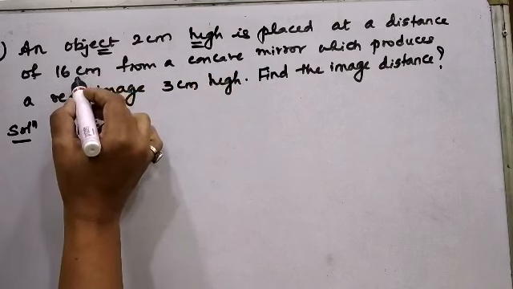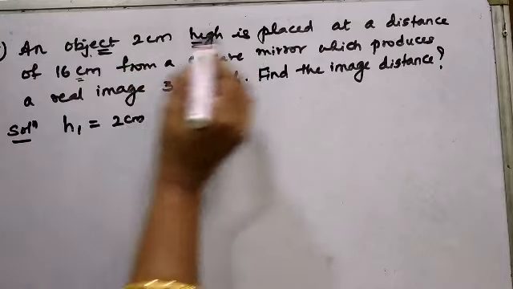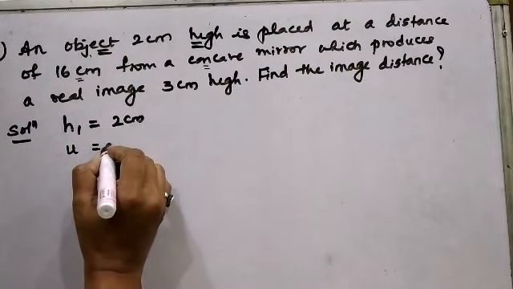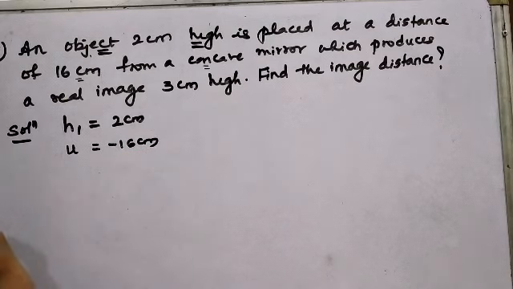And the object is placed at a distance of 16 centimeters from the concave mirror. So that is the object distance. Object is always kept on the left hand side of the mirror, so object distance is always negative. So it will be minus 16 centimeters.